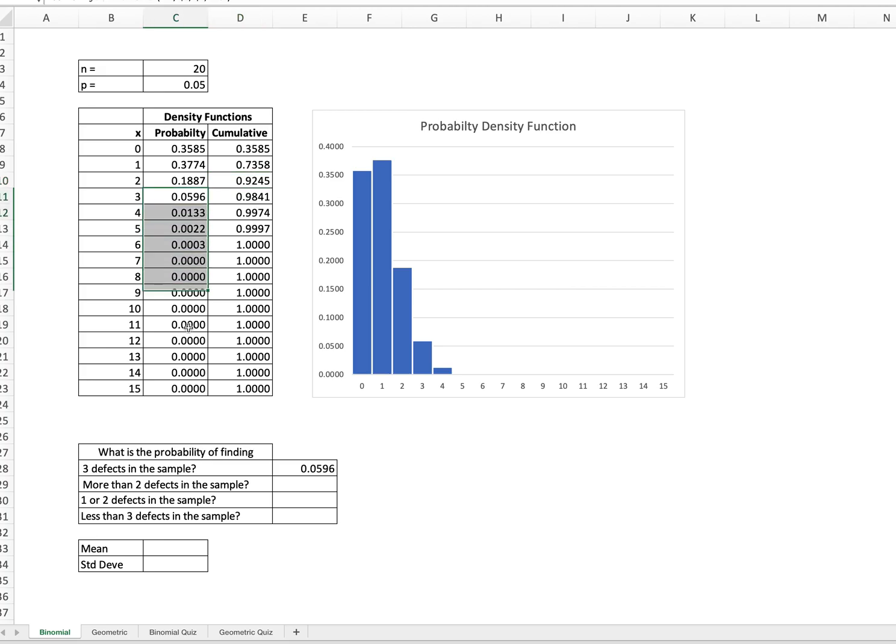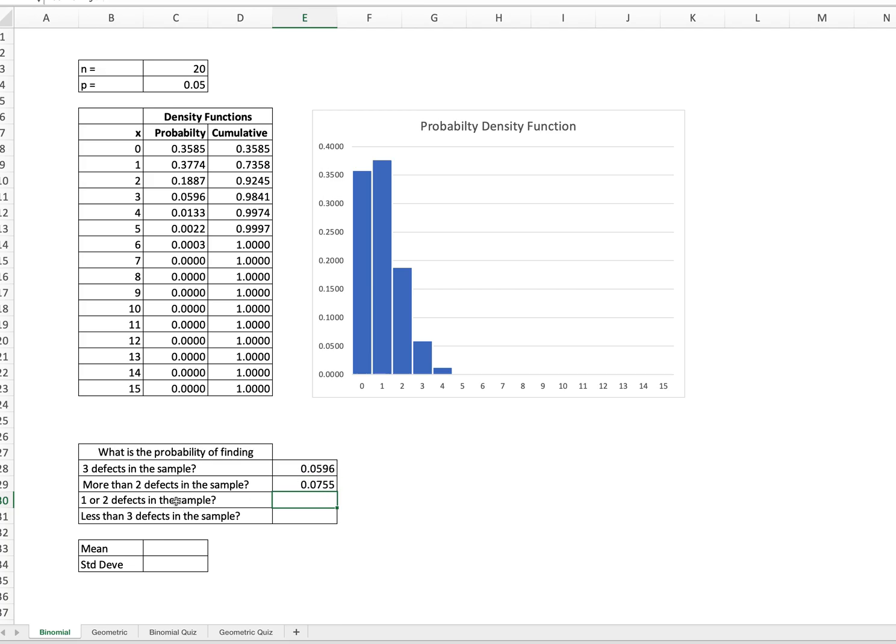So I want all of this. I basically want to add all these numbers. But if this number here, 92.45% or 0.9245, is 2 or less defects, I want the complement of that: 1 minus 0.9245, and I get 7.55%. Again, I'm leaving it in decimals to 4 places.